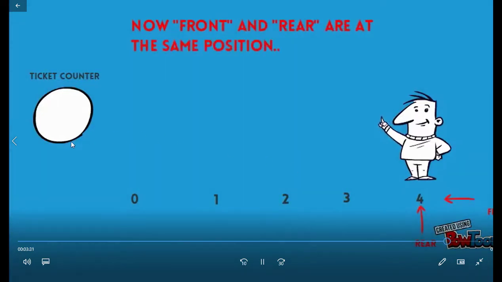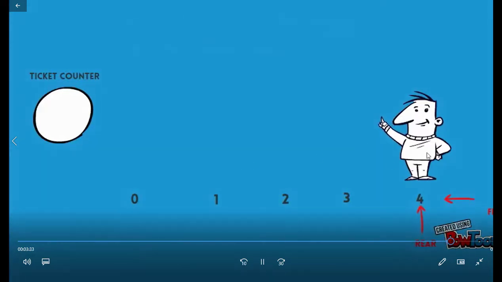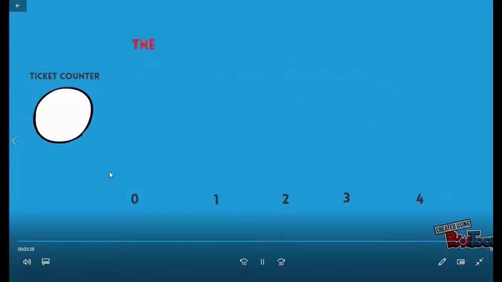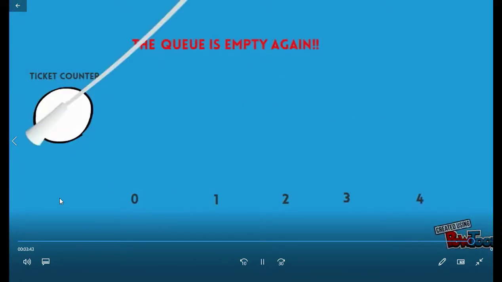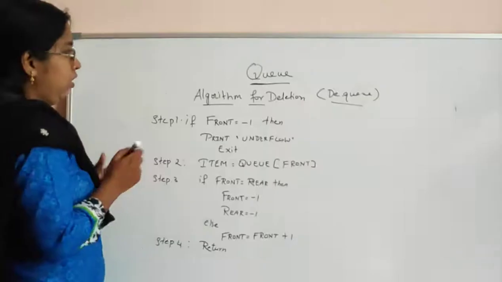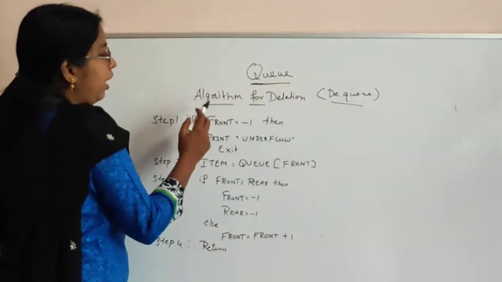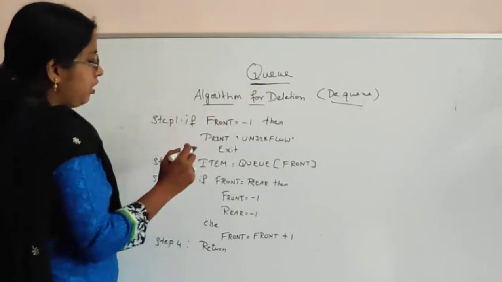Okay, now in this case, this person has to buy the ticket and he is the last person who will leave the queue. Okay, the queue is empty again, and this is how the queue works. So we studied an algorithm for insertion, that is ENQ, and the algorithm for deletion is called DEQ.